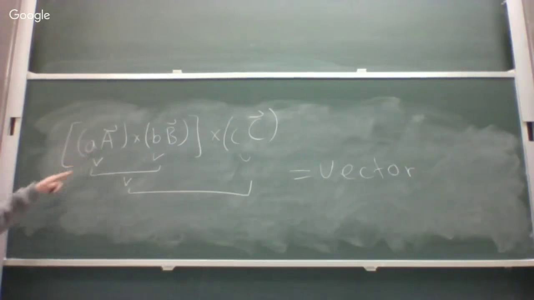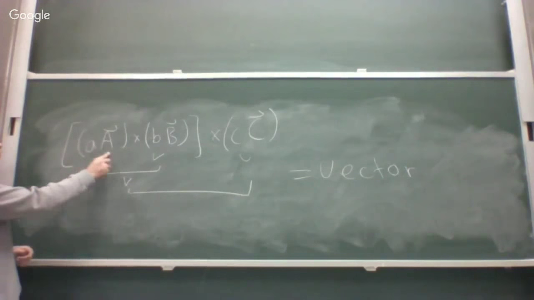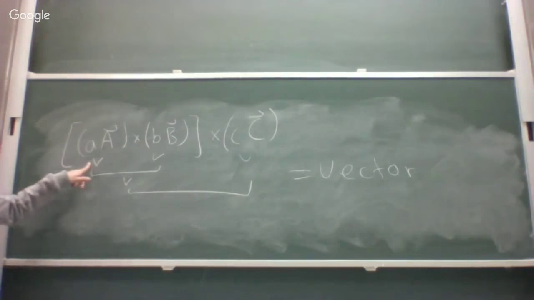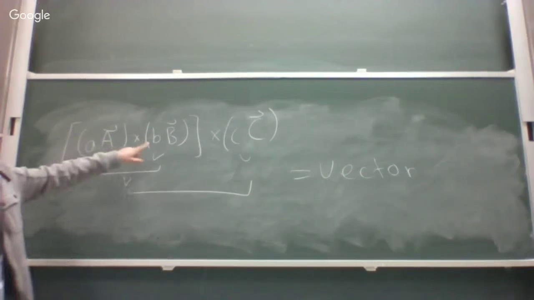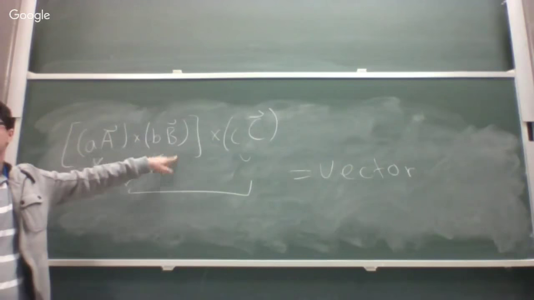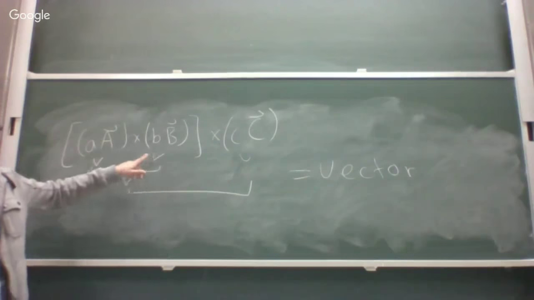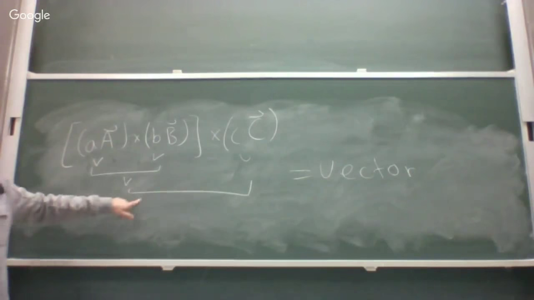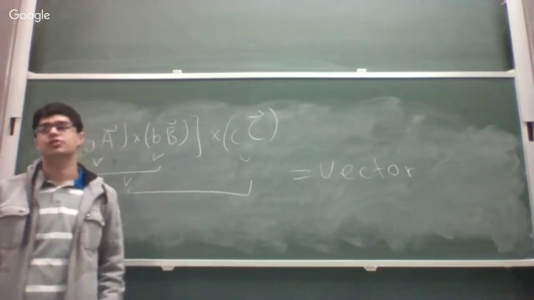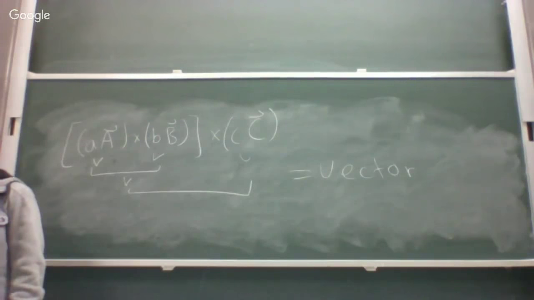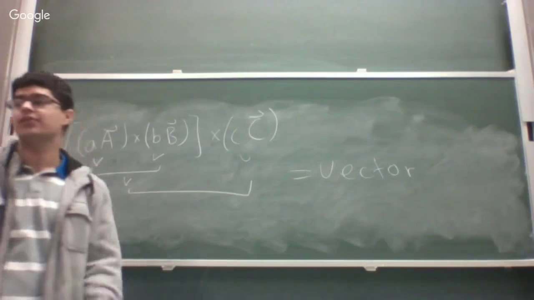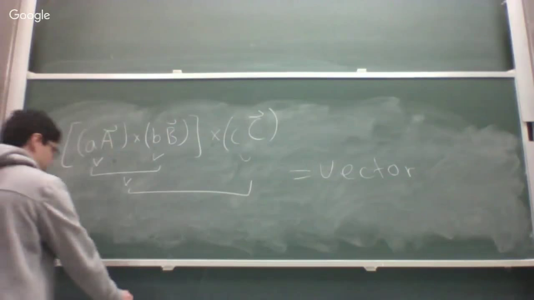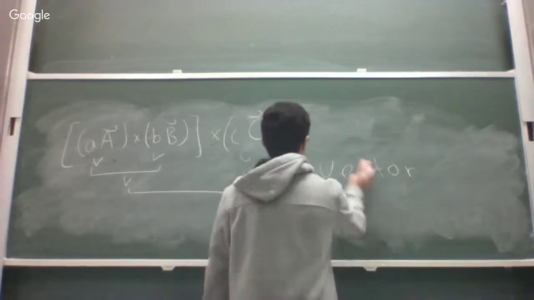So this is like a coefficient in front of the vector, the little a. So it still remains a vector. Same thing here, the little b times the vector b, it remains a vector. When you cross two vectors, you still get a vector. There are many different combinations. We'll go through them.